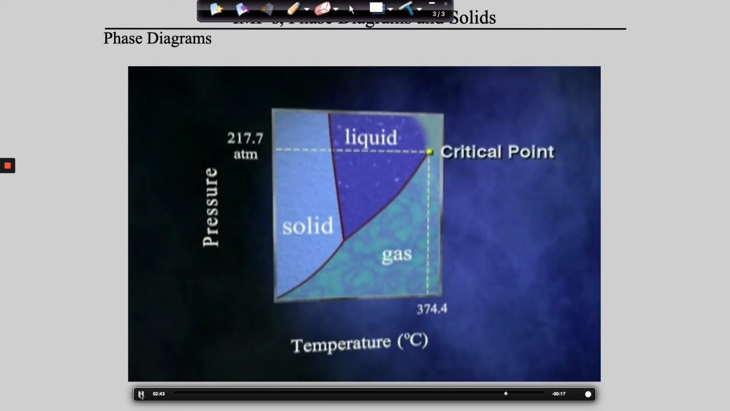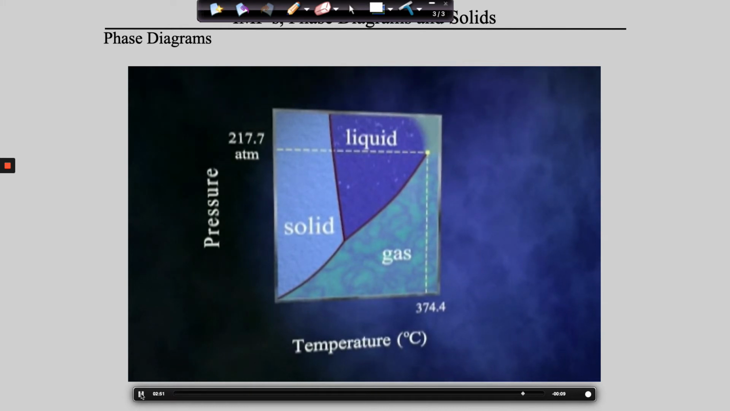The critical point is defined by the critical temperature and the critical pressure. Note that there is no phase boundary beyond the critical point. A substance in this region is known as a supercritical fluid and has properties associated with both gases and liquids.